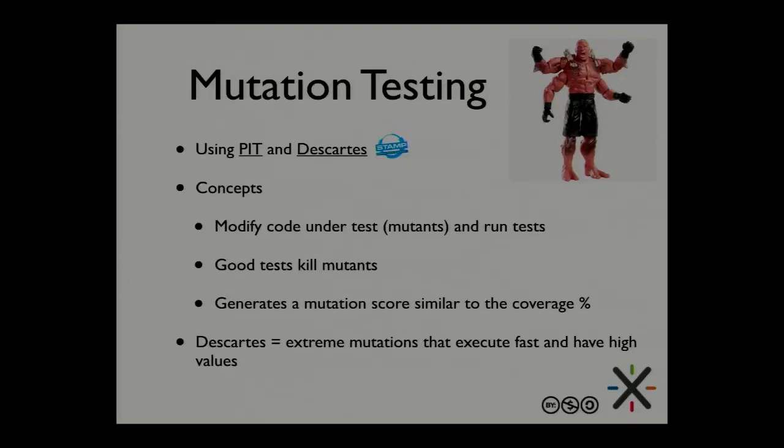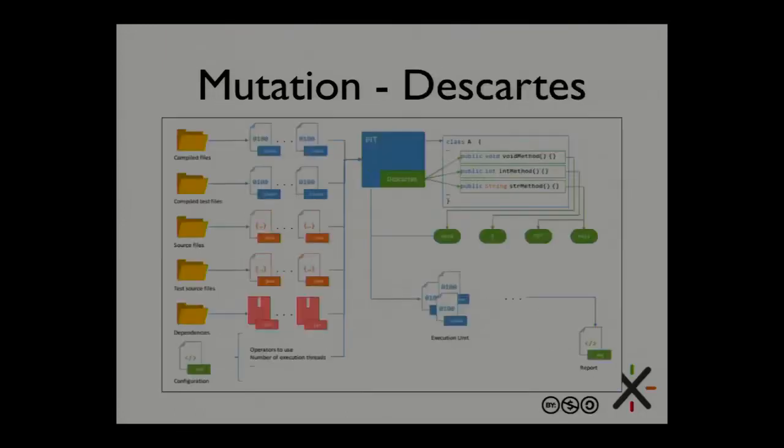And I will show you some screenshots of Descartes and PIT in action, showing you both the coverage and the mutation scores. So Descartes is just a mutation engine for PIT. PIT already has several mutations, and Descartes is an additional mutation engine. I will explain to you very quickly the difference here. So this is a high-level schema. It shows that for running PIT and Descartes, you have to get all the compiled files, the source files, dependencies, everything. It goes in PIT, which makes the modifications to the source files.